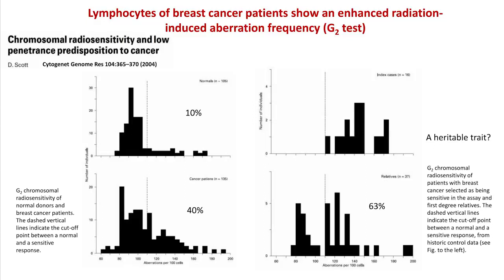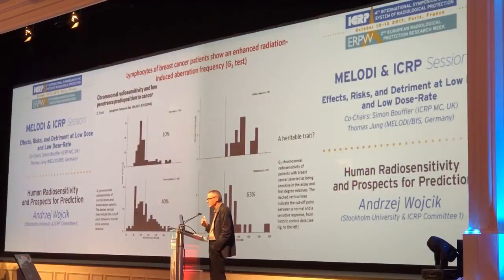Lymphocytes of breast cancer patients were analyzed by David Scott. I actually was at a meeting in 1989 where David Scott heard the results presented by Catherine Sanford. And he said, no way, this can't be true. David Scott was a cytogeneticist. And then he went to his lab and he started to do these studies. And he came up with results which actually quite confirmed the results of Catherine Sanford.